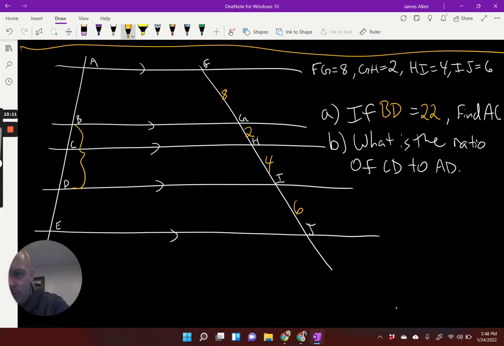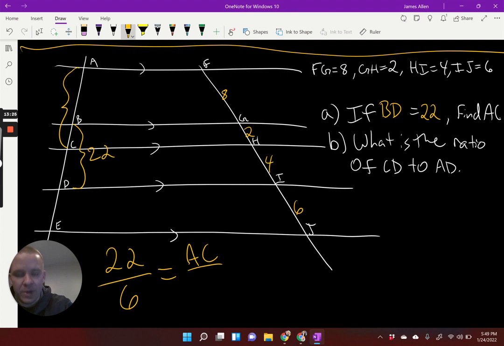Across from that is 6, right? So I've got 22 over 6. And then I want AC once again, which is this part out here. So AC, and then across from that is 10. Cool. So there's my setup. I went left to right, left to right. Now cross multiply. So I got 220, and we're going to divide that by 6, which is a decimal.